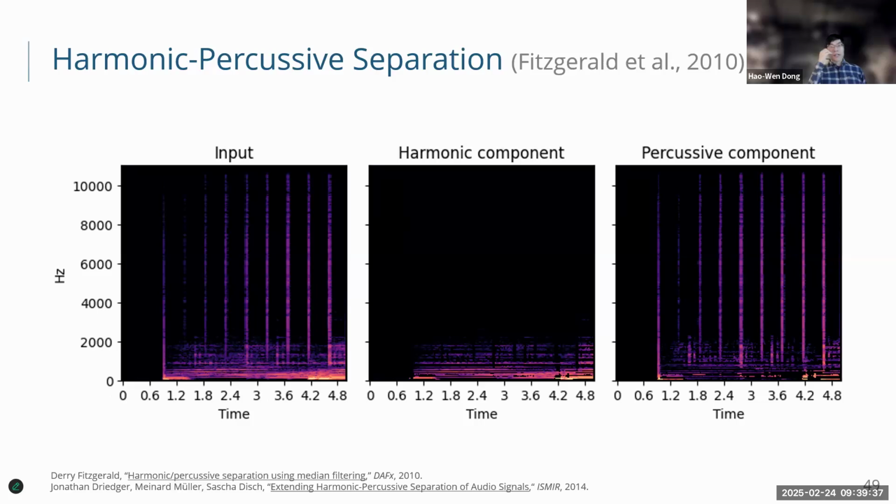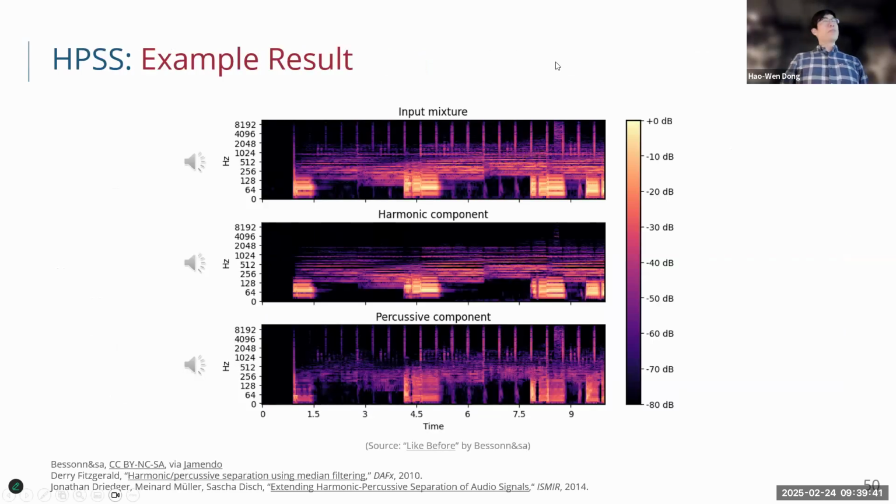Cool. So these are the results. This is something you will be doing in homework 4, but mostly just calling librosa.decompose.hpss, and you will get these. This is an example. We can listen to it. This will be the input mixture. I think it's the same song.